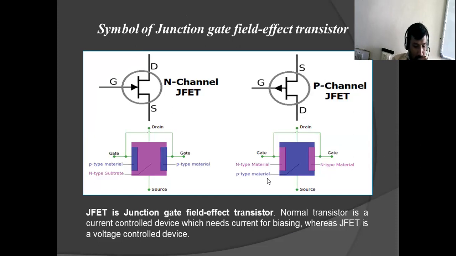सोर्स काय असतो? Majority carriers enter the bar. Enter means going inside, in a bar. So it is denoted by S. Another terminal is the drain. What is the function of drain? It is the terminal through which majority carriers leave the bar. It is denoted by D.